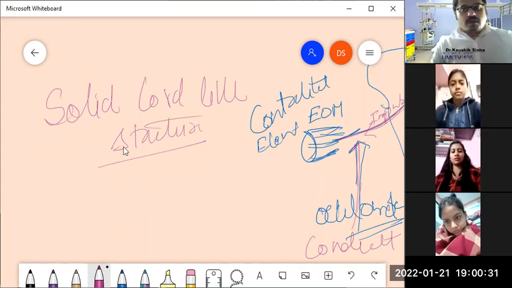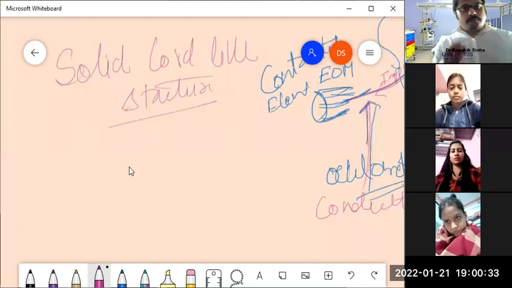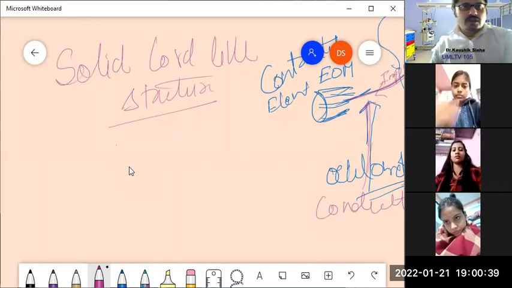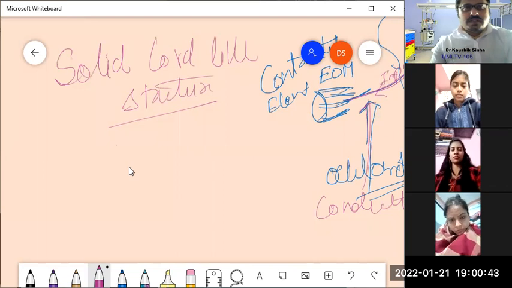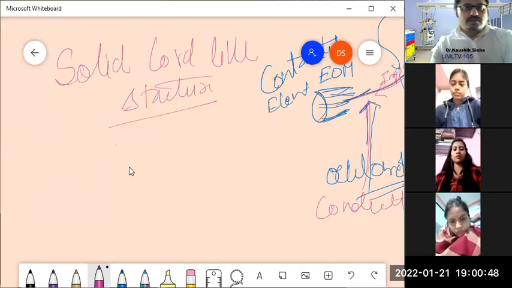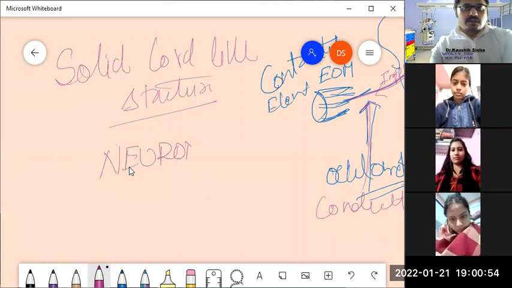Now, the unit of every nerve, as you know, what is that unit known as? Try to recall. Yesterday's class, I have mentioned it. What is the structural and functional unit of the nervous system? Neuron. Correct, neuron.